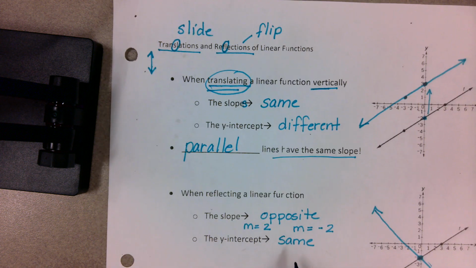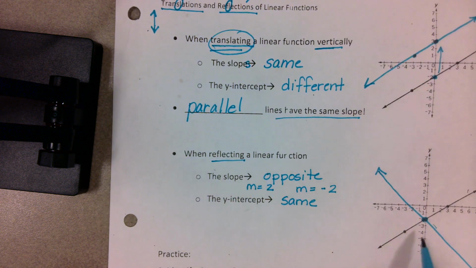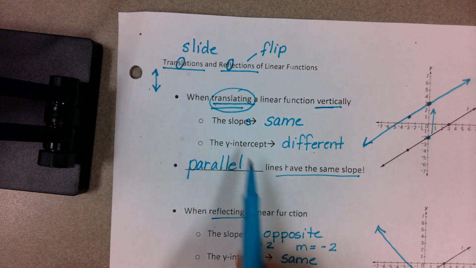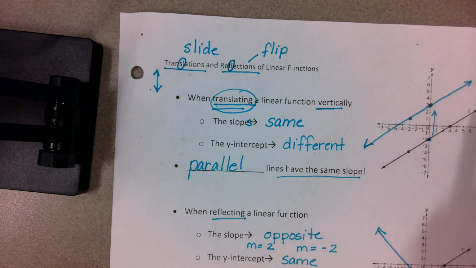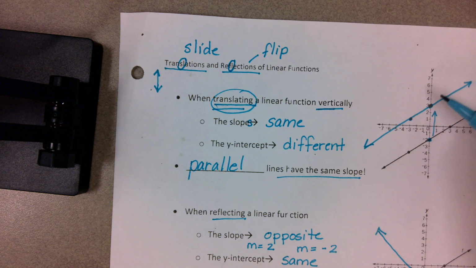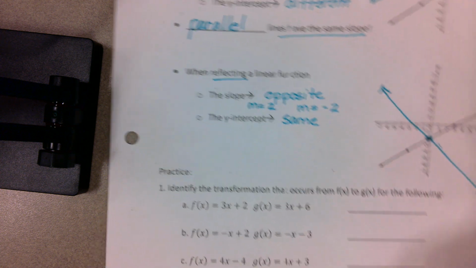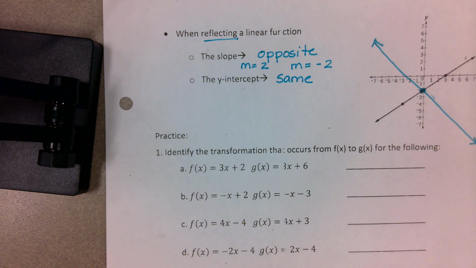All right, so again, reflecting, we're flipping the line. Slopes are going to be opposite. The intercept is going to be the same because they're going to cross each other right here. Translating, sliding, shifting up and down, the slope stays the same, but the y-intercept shifts. They're different.